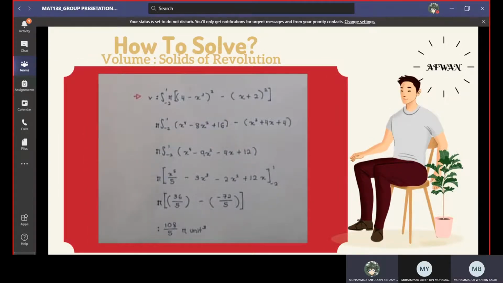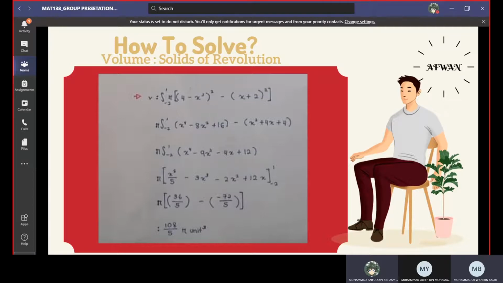So how to solve it? We will replace it in the formula. The volume equals the integral from -2 to 1 of pi times (4 minus x to the power of 2) to the power of 2 minus (x plus 2) to the power of 2. So pi we will move to the outside, and we will solve the problem.